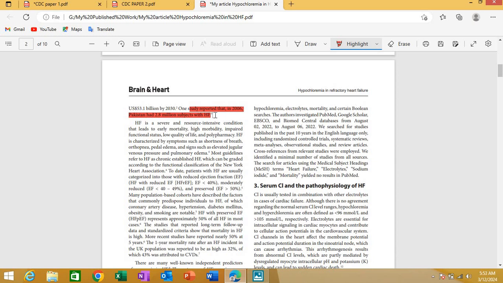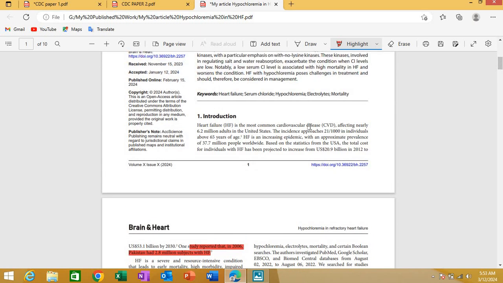So this is the way. See, in the first paragraph, I'm telling you the numericals: 6.2 million in the US, then 21 out of 1000 people above 65 develop heart failure. Then I'm telling you it's an increasing epidemic with a worldwide prevalence of 37.7 million. It's a huge prevalence. Then I'm taking statistics from the USA on the cost of dealing with heart failure in the healthcare industry. It is projected to increase. Currently it was 20 billion in 2012 and is expected to rise to how much?